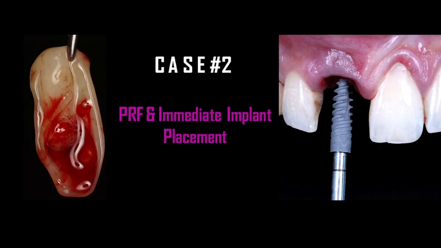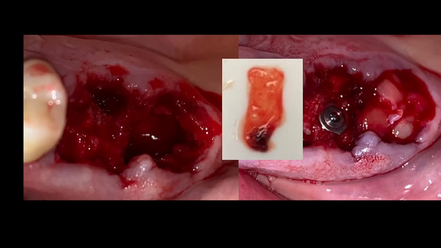Case number 2, PRF and immediate implant placement. In these cases where we extract the teeth and place the implant immediately, we have done our preparation, as we said before. We have taken blood from the patient, we put it in the centrifuge machine, the PRF is ready, we put the PRF inside our preparation, and then we apply our dental implant. Yes, it's a very beneficial technique where we achieve high primary stability.